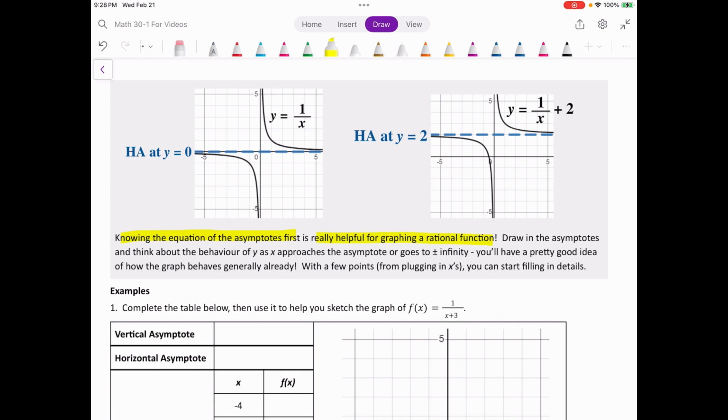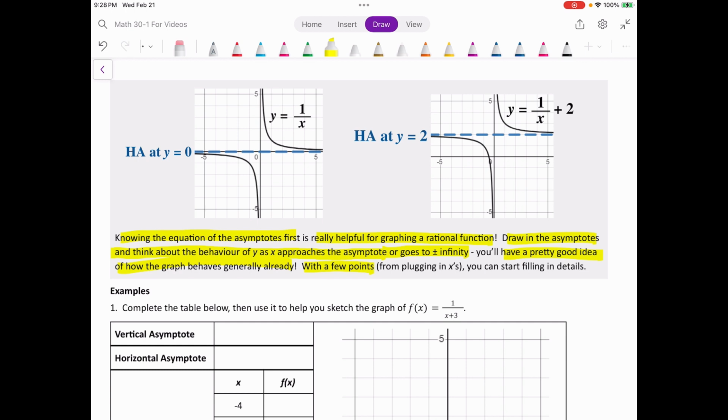So if you draw in the asymptotes, and then you think about the behavior of y as x approaches the asymptote or goes to positive or negative infinity, you'll have a pretty good idea of how the graph behaves generally already. With a few points, and remember, you've got the equation, or at least if you're sketching the graph, you probably have the equation, okay?